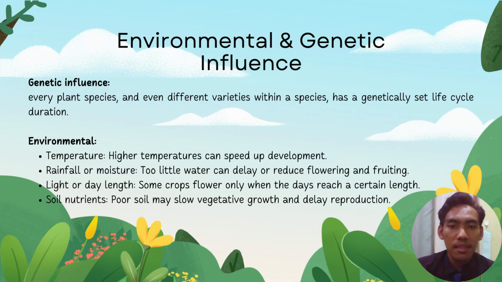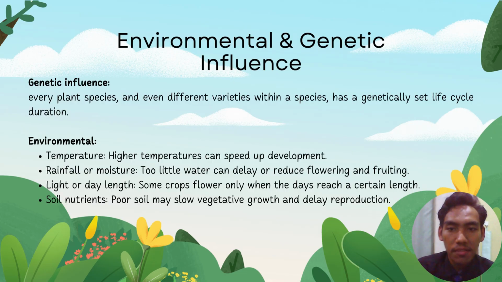Okay, next is environmental and genetic influences. A plant's development is shaped by both genetic and environmental factors. For genetic influence, every plant species and even different varieties within a species have a genetically set life cycle duration. For example, some rice varieties mature in 90 days, others in 130 days.